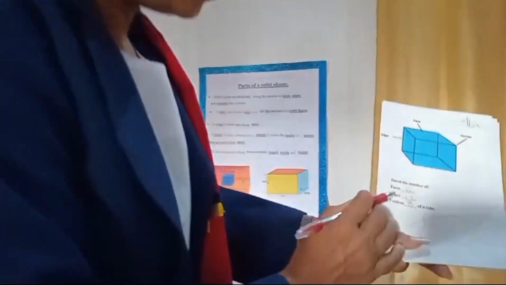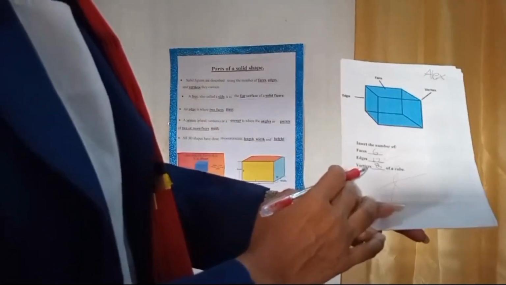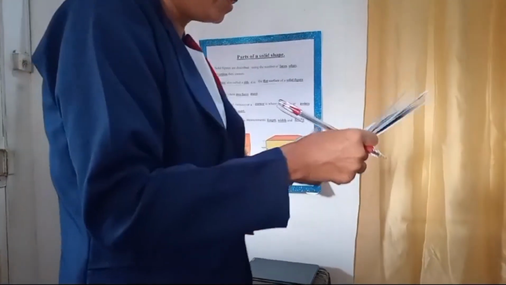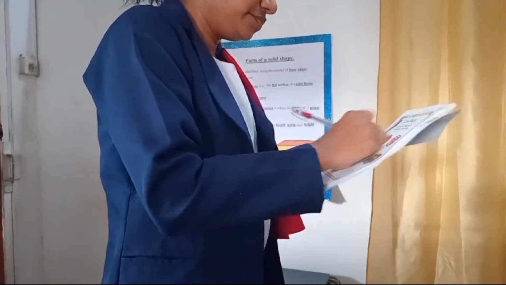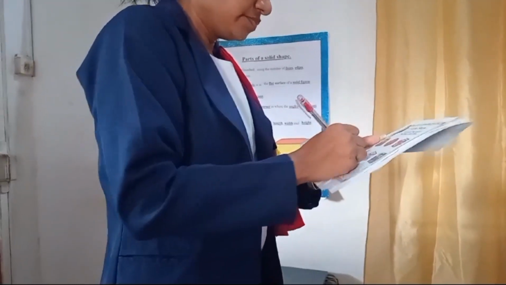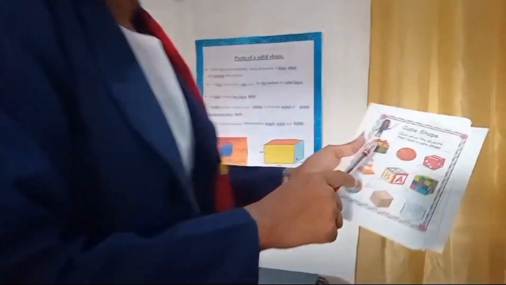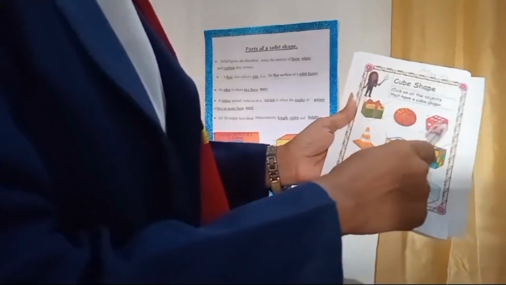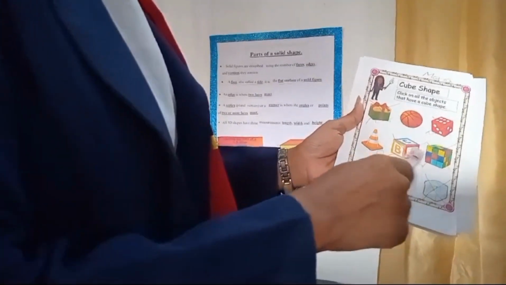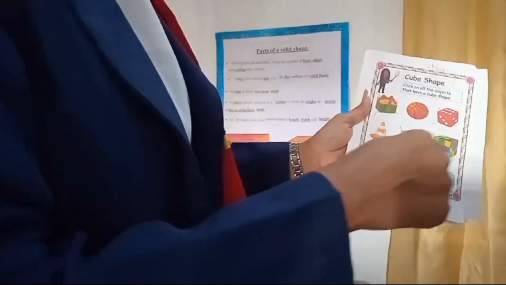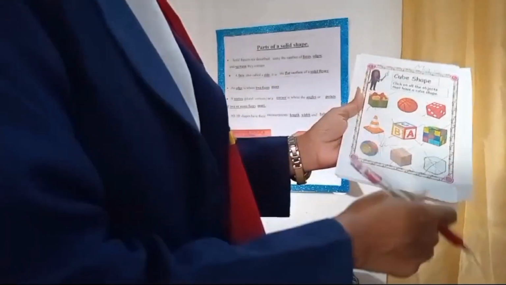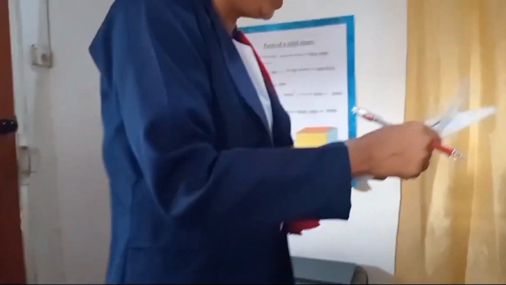Very good, Alex. You have 6 faces, 12 edges, 8 vertices. Very good. So I give you A plus. Very good job, Alex. Maria, A plus for you as well. You identified the gift box, the cube, the Rubik's, the ice cube, and so forth. Yes, you identified all of them. Good job, Maria.